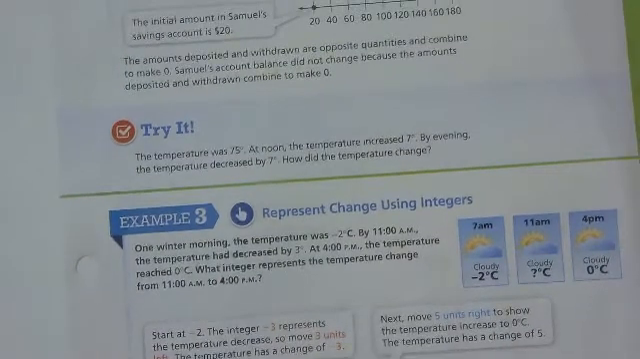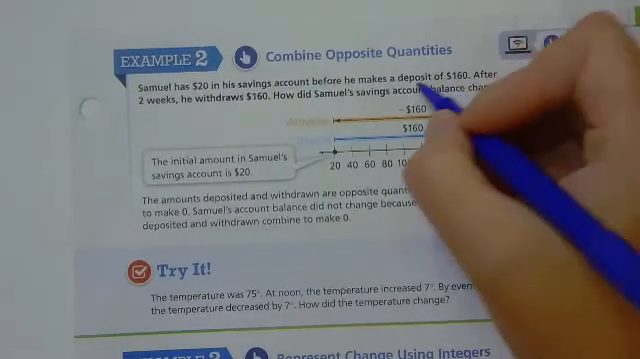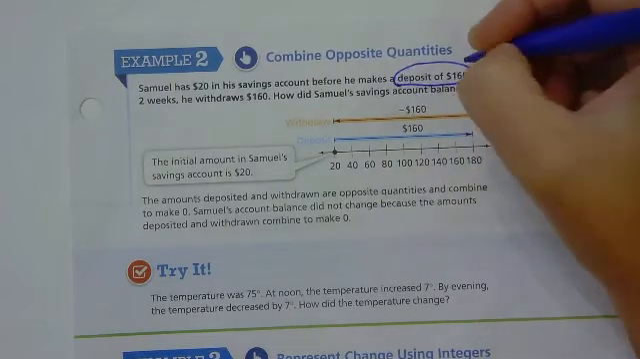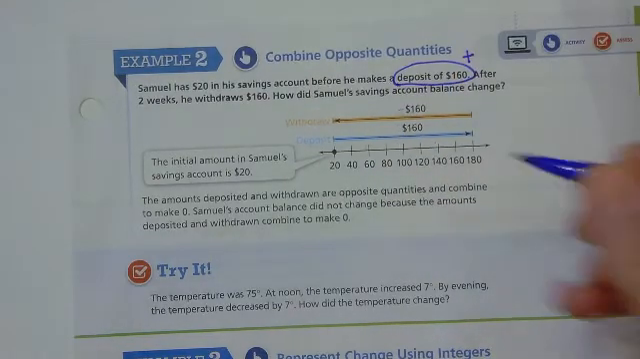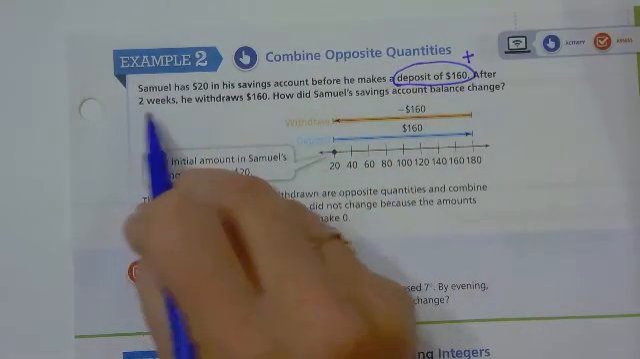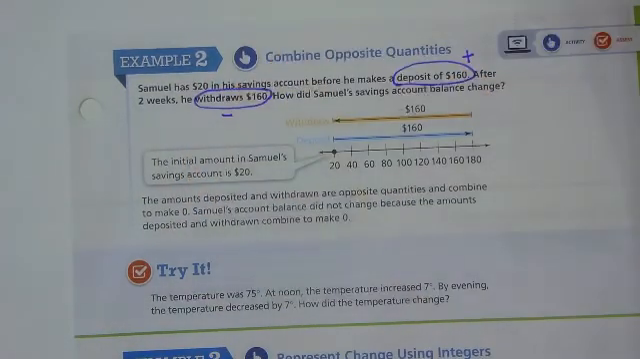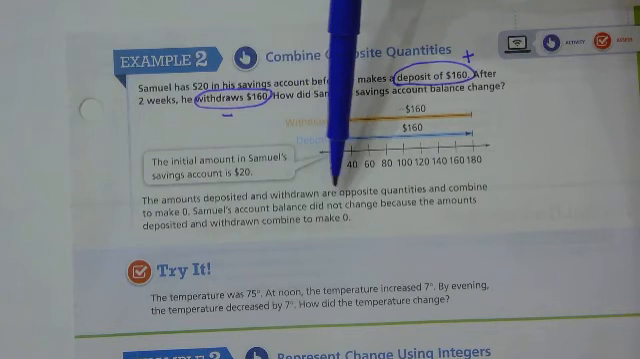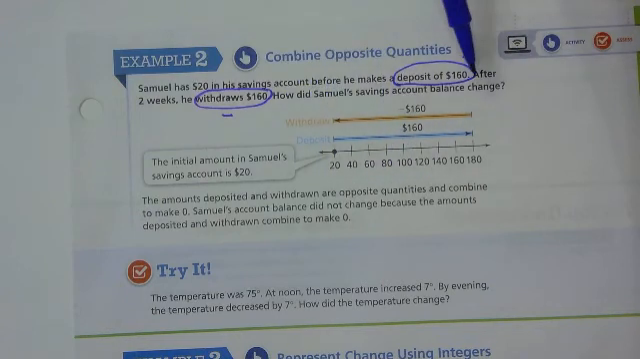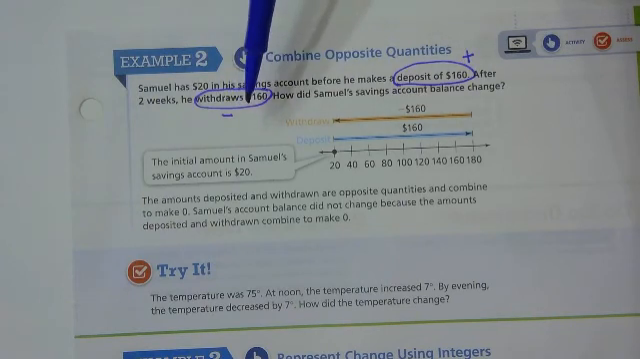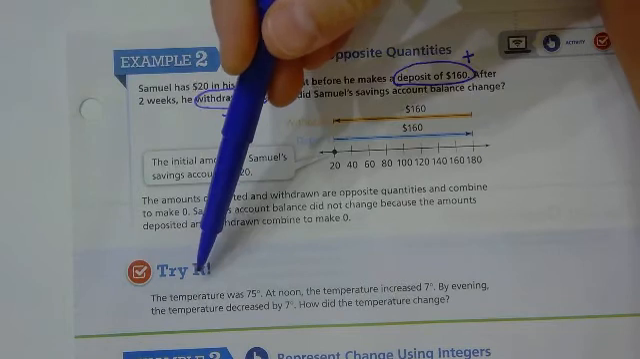Samuel has $20 in his savings account before he makes a deposit of $160. Remember that deposits are additions to our accounts. Then it says after 2 weeks, he withdraws $160. A withdrawal is a subtraction from our account. So how did Samuel's savings account balance change? The amounts deposited and withdrawn are opposites, because he deposited 160 and then he withdrew 160. Both positive 160 and negative 160 are the same distance from 0.